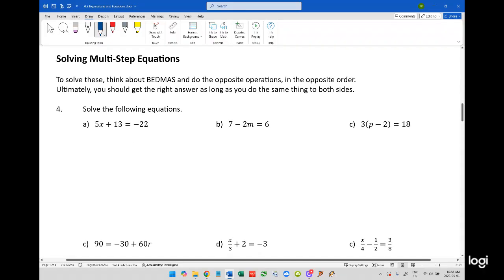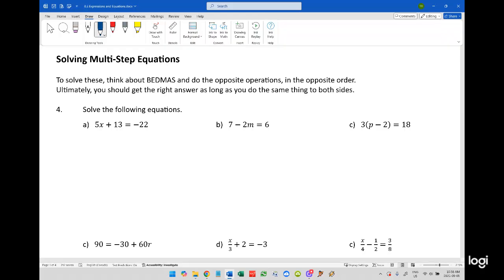Okay, multi-step problems. This is where things tend to go wrong. So this is a little bit hard to explain, so I'm going to kind of just do it with the examples. But you want to think about what order BEDMAS says to do things, and we're going to always focus on our variable, the thing that we're trying to deal with. So just for a brief moment, I'm going to look at part A and say 5x plus 13 equals minus 22.